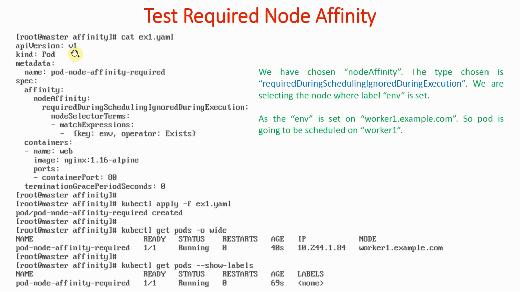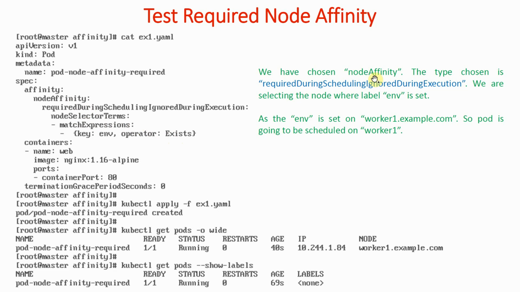So API version is v1. We are creating a kind of object, Pod. So we are specifying pod-node-affinity-required, that is the name of our pod. And here we are specifying affinity as nodeAffinity, and the type chosen is requiredDuringSchedulingIgnoredDuringExecution. And what we are selecting: nodeSelectorTerms, matchExpressions, and we are selecting the key environment, operator Exists. That means if the environment label exists, then please schedule on that node.